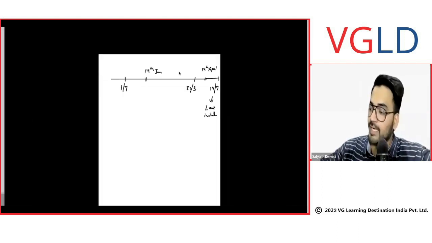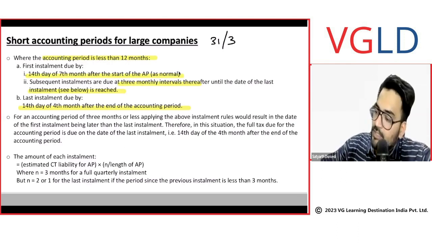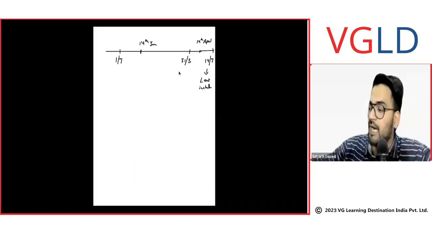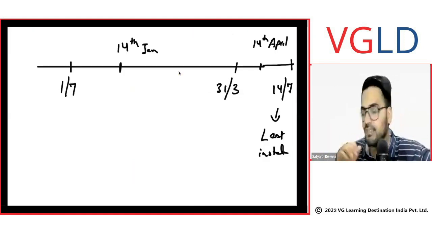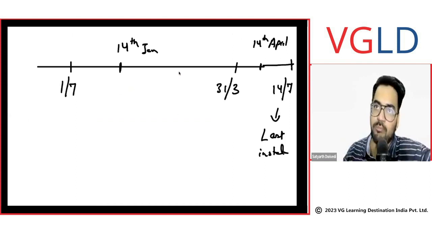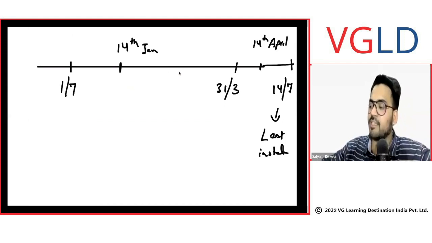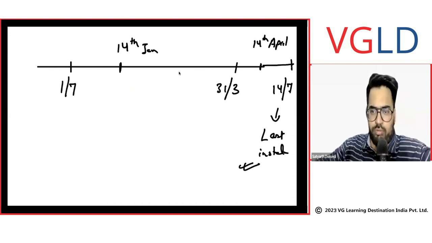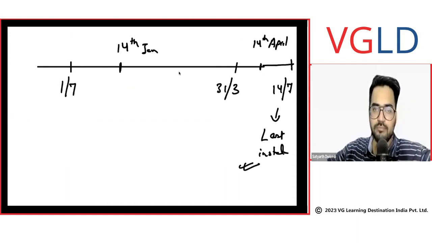Right? What are they saying? That subsequent installments are due at 3 monthly intervals thereafter until the date of the last installment. Now, after 14th April, do you have a 3 monthly? April to May, May to June, June to July. So again, automatically it becomes July. Yes, this is the last installment, which is 4 months from the end. Is this clear? Or do you want me to explain once more?